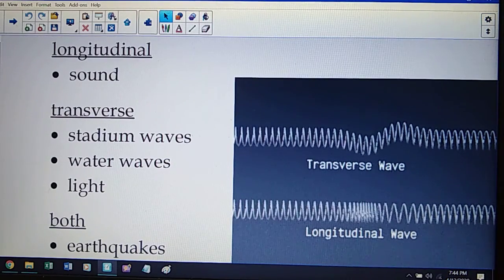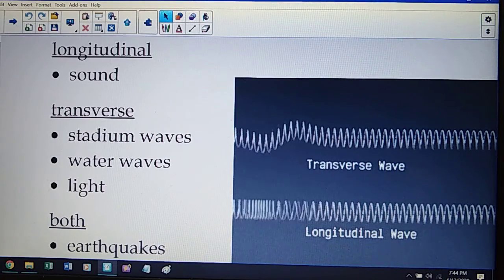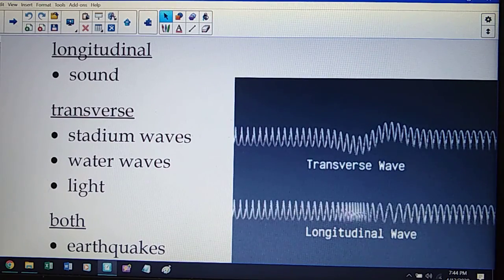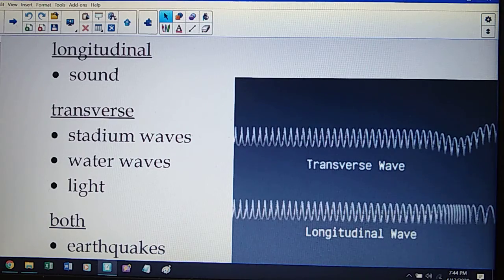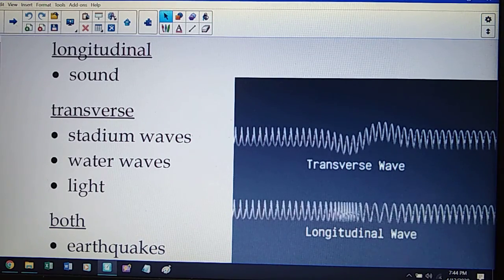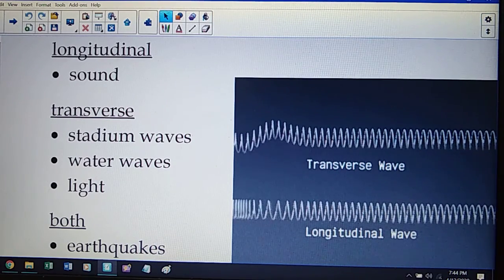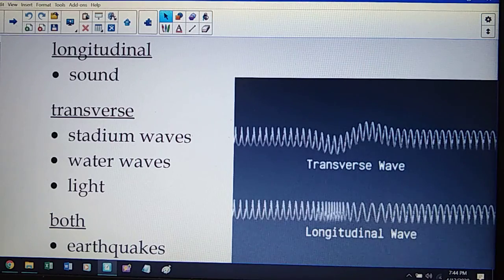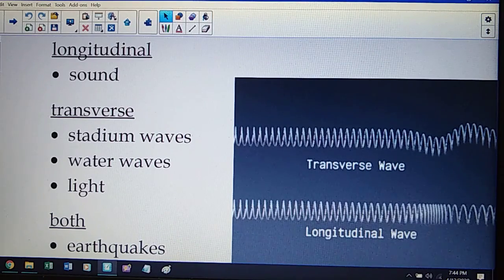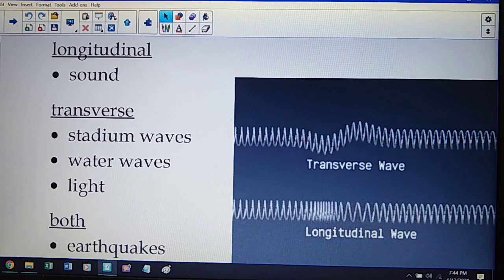If we were to go ahead and separate these different things, one of the most important longitudinal waves we're going to discuss is sound. Transverse waves would be waves like you might see in a sports stadium when people get up and do the wave, water waves, and very importantly, light. Earthquakes are actually made of both longitudinal and transverse waves.